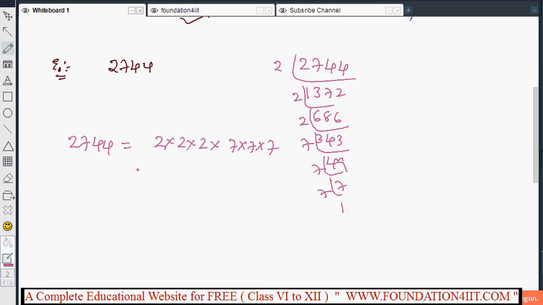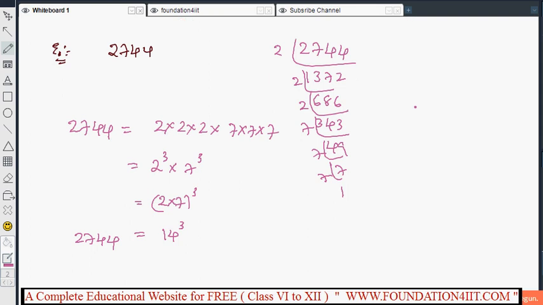So we can write this as 2 power 3 into 7 power 3, that is, 2 into 7 whole power 3. 2 sevens are 14, so 14 power 3. So 2744 is 14 power 3, and 14 is the cube root of 2744. So to test whether a number is a perfect cube or not, we need to use only the prime factorization method.